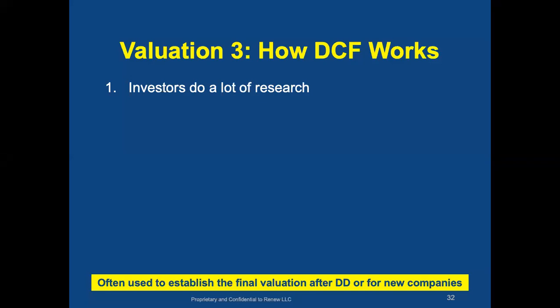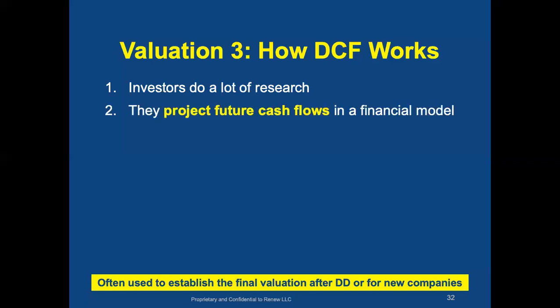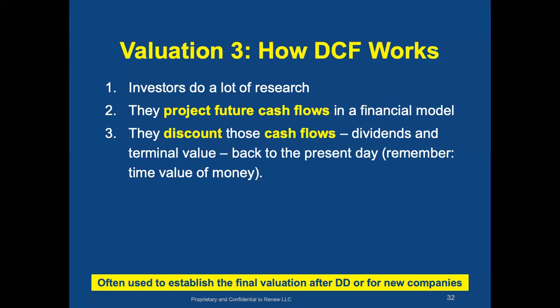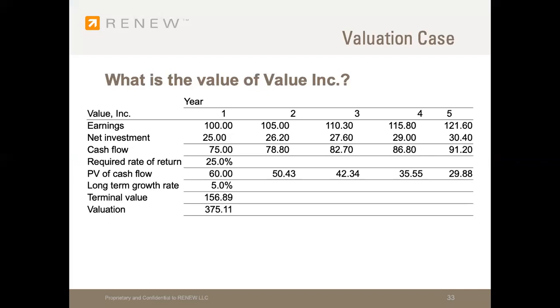So investors first have to do a lot of research. We project the future cash flow, not the net income, the cash flow in a financial model. Then we discount that cash flow, which is both dividends and the terminal value, back to today. Then we sum up all of those and we have the value of your business. And so you can literally copy and paste. We have a spreadsheet. You can do this yourself. It's like high school calculations, but actually coming up with these numbers accurately is the hard part. The math is super easy.